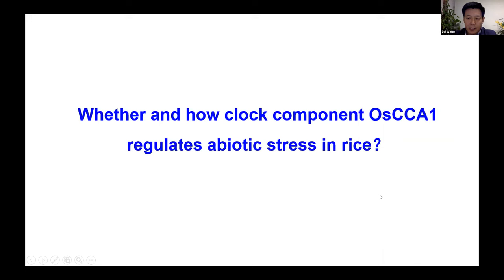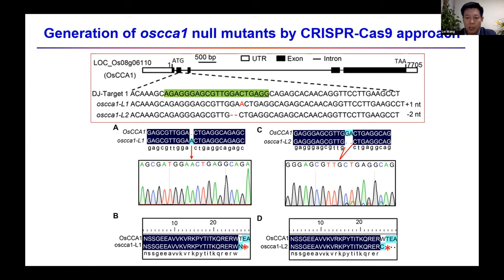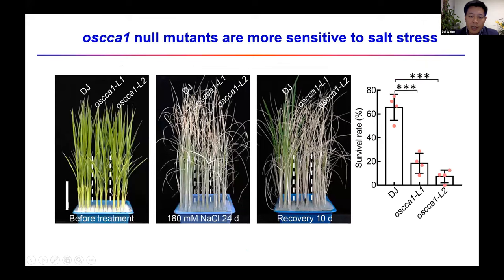To test this, we generated CCA1 null mutants using the CRISPR-Cas9 approach. Luckily, we got two independent alleles. One allele, we call cca1-1, contains an inserted nucleotide. Another allele contains a two-nucleotide deletion. Both alleles result in very truncated proteins, actually non-functional polypeptides. Then we checked whether these mutants are involved in abiotic stress.